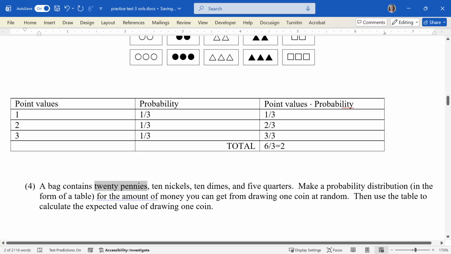Okay, a bag contains 20 pennies, 10 nickels, 10 dimes, and 5 quarters. Make a probability distribution in the form of a table for the amount of money you can get from drawing one coin at random. Then use the table to calculate the expected value of drawing one coin.